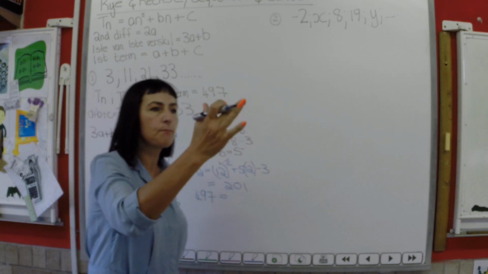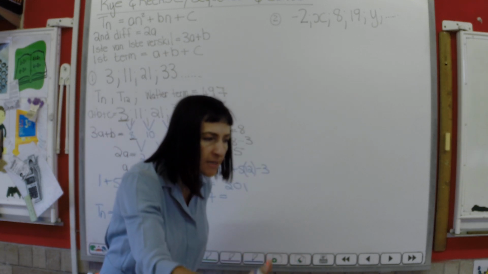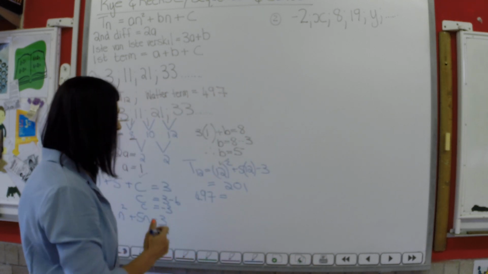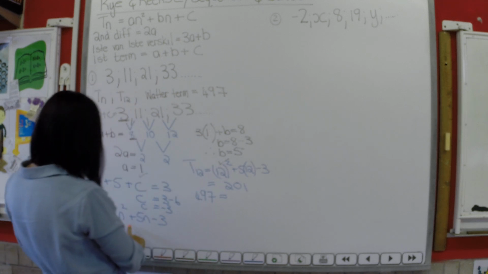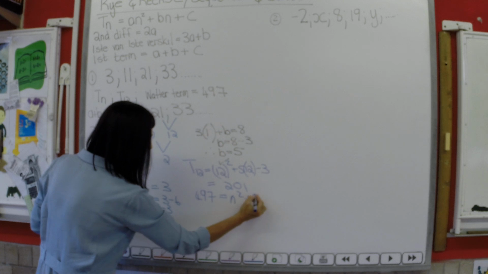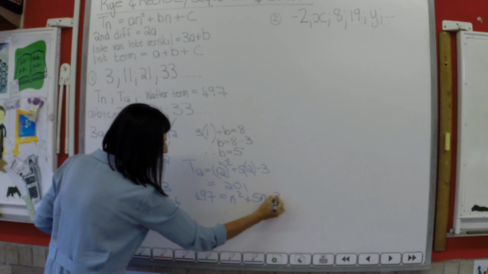Dus Koos staan die Piet in die ry. Hoeveelste staan Piet? Piet staan derde. Dit is die waarde van n. So ons gaan nou sê n kwadraat plus 5n minus 3.